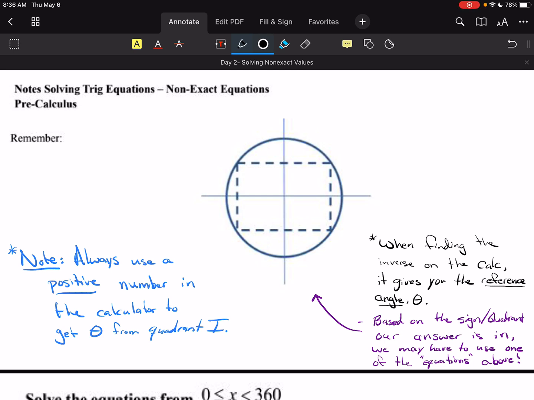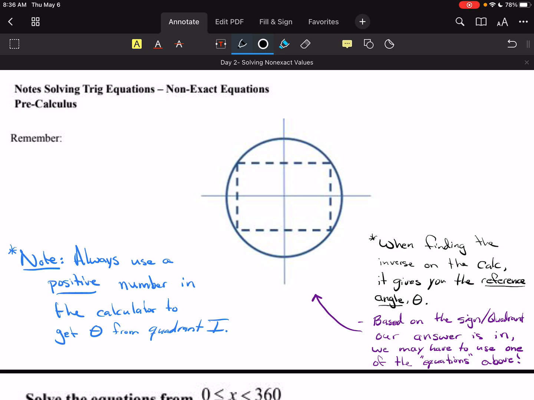So today we're going to look at solving trig equations, but for non-exact values. And what that means is it's not going to be a pretty number on the unit circle. So we're going to have to use the calculator. All right, so we are going to use Desmos, and super important, always make sure that you are in degree mode when you're finding these. Okay, so you should always get a degree answer.